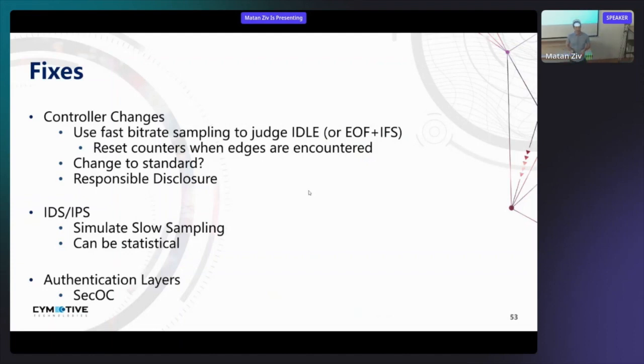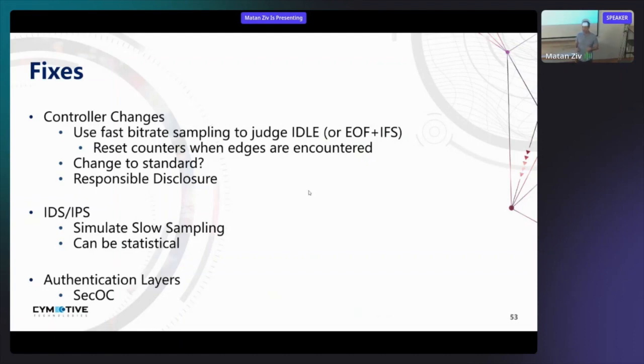Of course, it is a very costly solution and will take much time to do, because it will require changing the protocol and then developing controllers, checking them, and it is at least years until such a solution can be implemented. Another possible solution is implementing an IDS or IPS which is aware of the CANCAN issue. So these kinds of IDS or IPS can do a deep packet inspection and try to simulate slow bitrate sampling in different points of a sent message, attempting to see any encapsulated message.